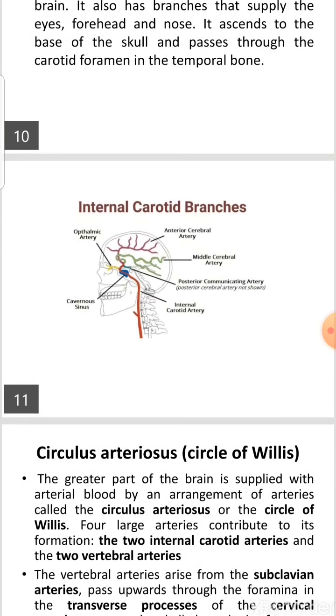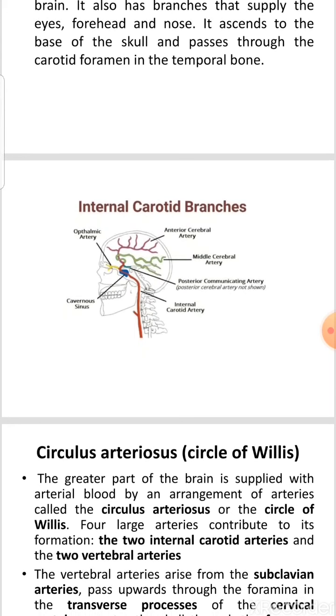In this image, you can see some of its branches named as anterior cerebral artery, middle cerebral artery highlighted in green, and ophthalmic artery highlighted in yellow. Ophthalmic artery gives off a branch to the eye, which is the central retinal artery, and it is a very good example of end arteries, meaning there is no collateral or no anastomosis present. And if this artery is occluded, the person will be unable to see.